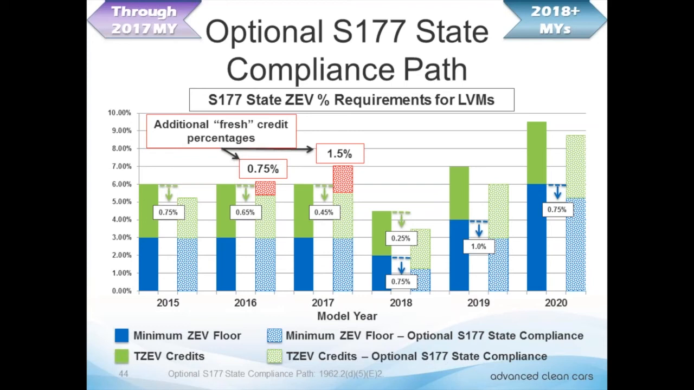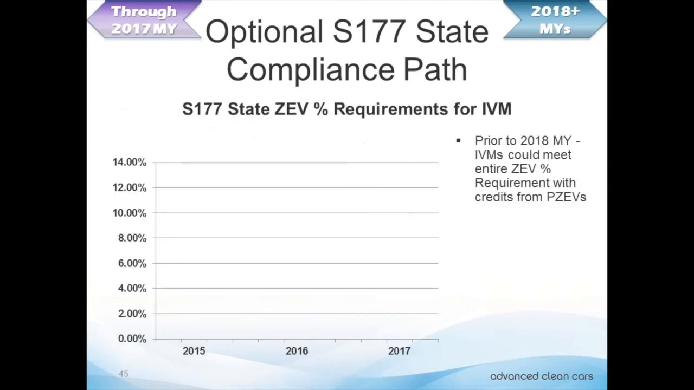As is often the case, there are additional flexibilities given to intermediate volume manufacturers. The total ZEV credit percentage requirement for model years 2015, 2016, and 2017 is 14%. Intermediate volume manufacturers are allowed to meet a reduced ZEV percentage requirement of 12% in those model years, entirely with credits earned from partial zero emission vehicles, or PZEV.